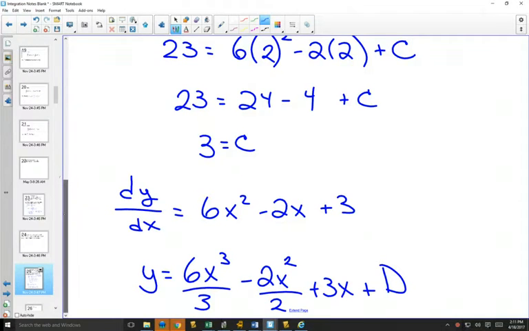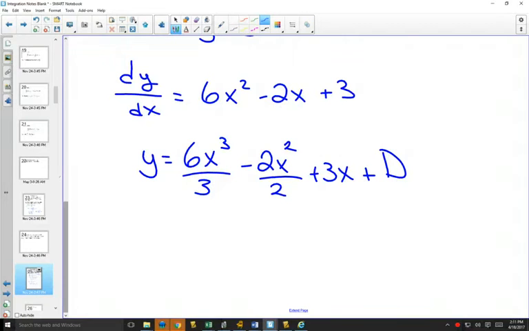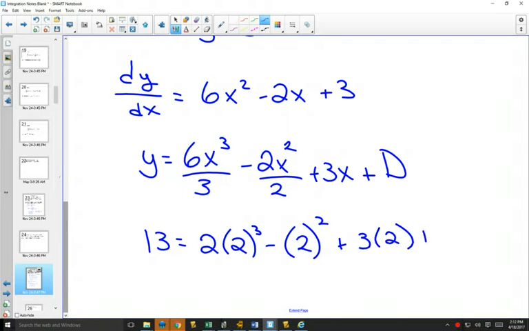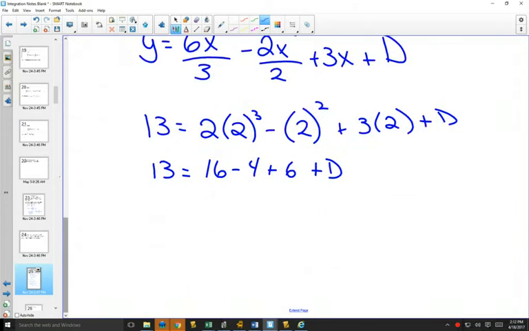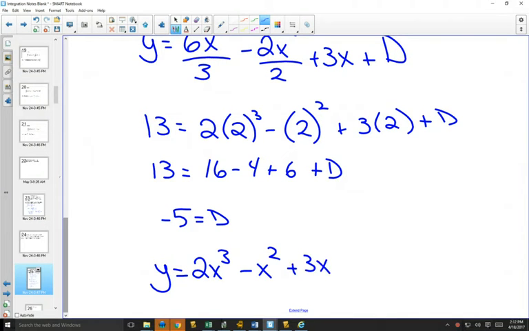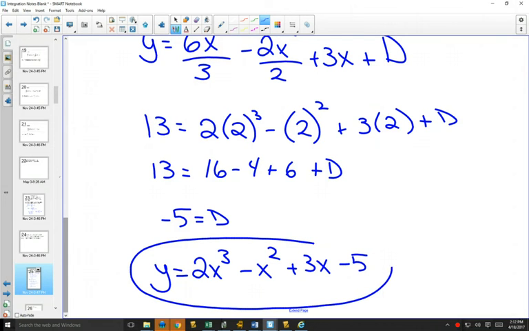And now we can use the fact that this graph passes through the point (2, 13). So we know that when y is 13, x is 2. So we can plug that in and solve for d. And now that we've got our value for d, we can say the final equation would be 2x cubed minus x squared plus 3x minus 5.